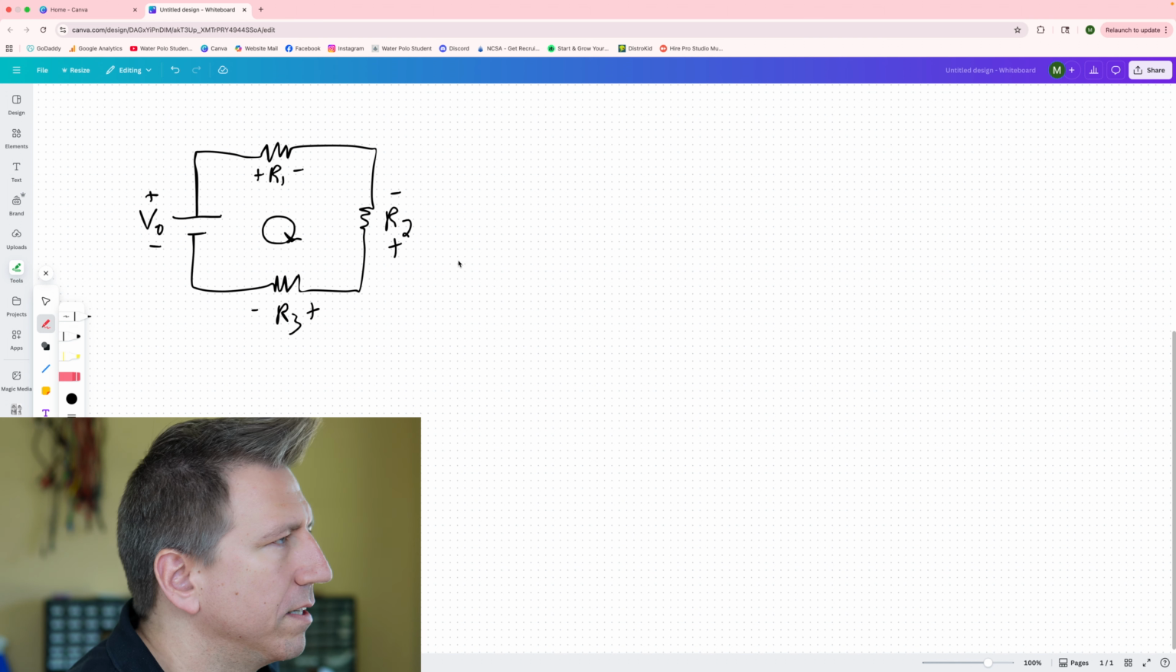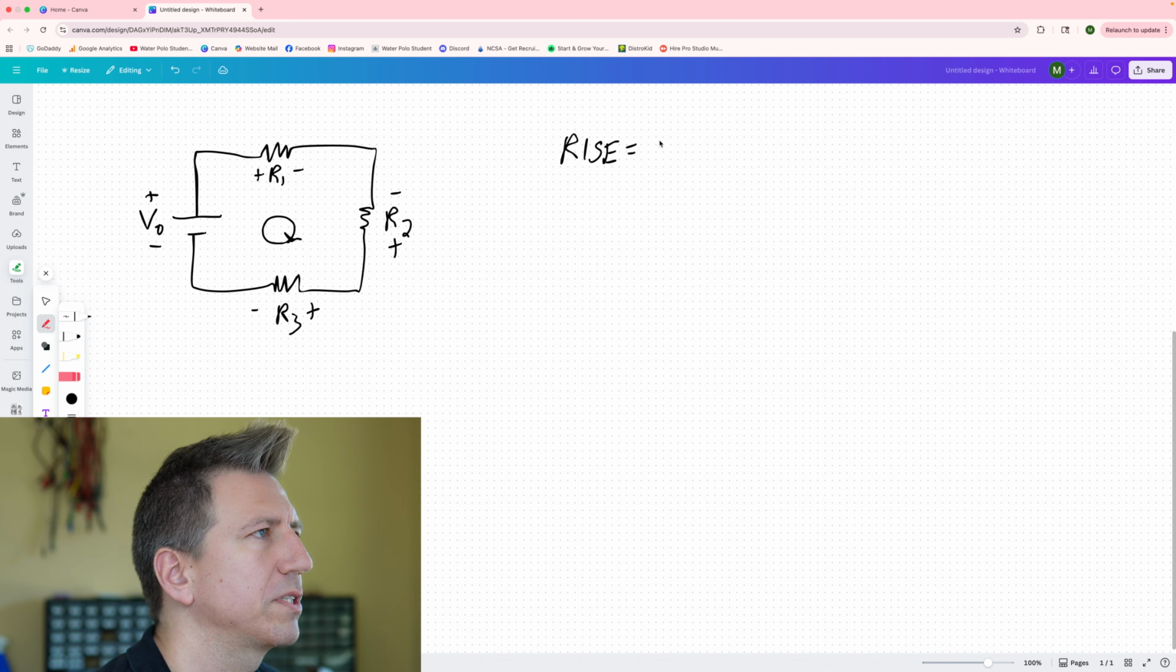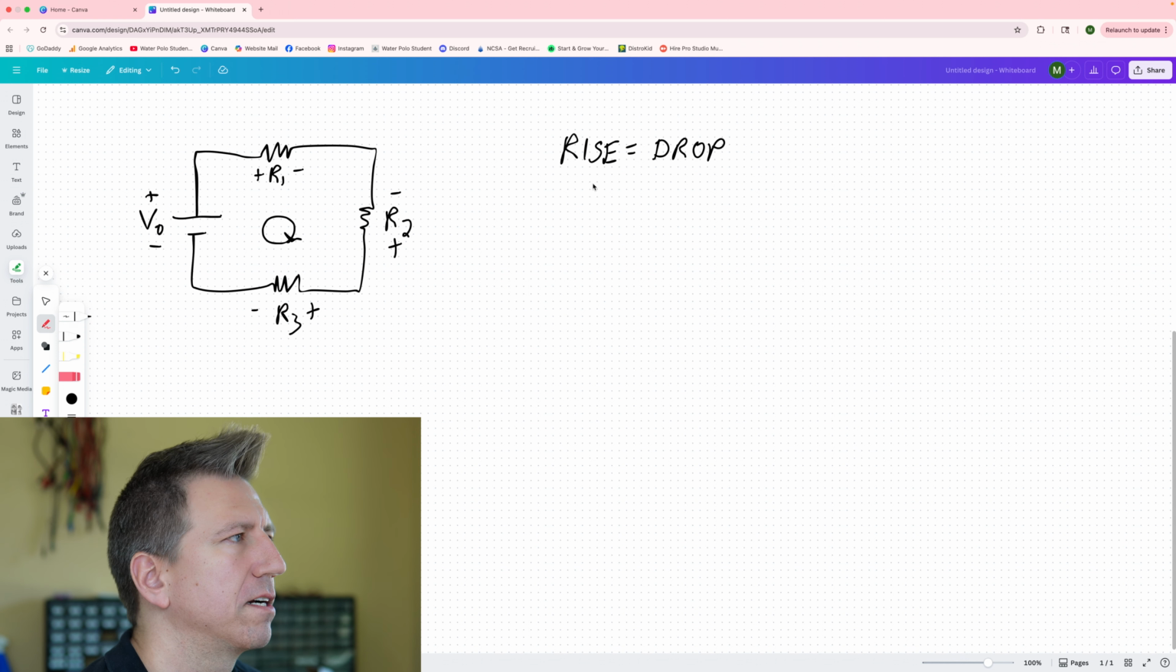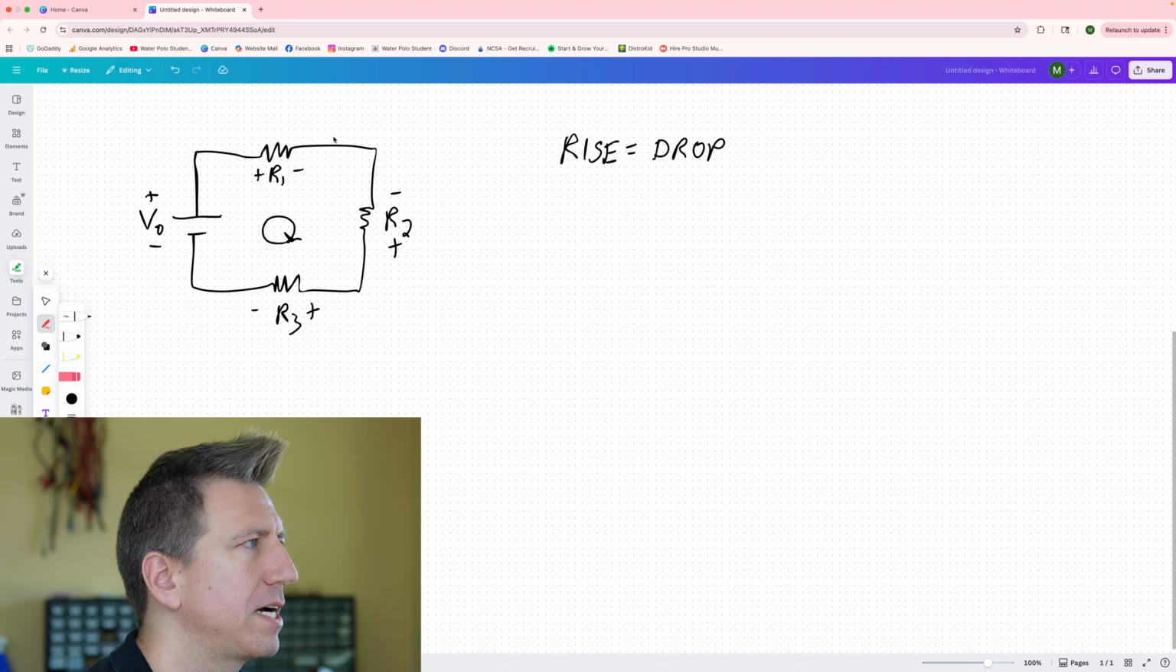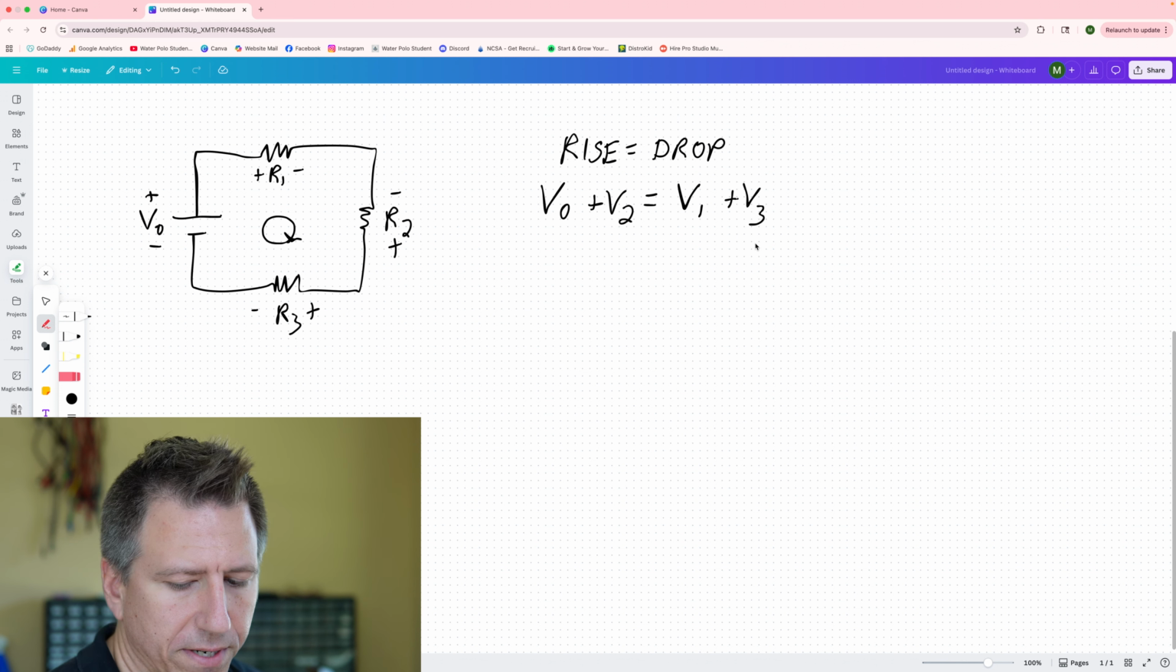So when I evaluate this loop, I want to start out with saying that the rises are equal to the drops. And I'll go ahead and write the voltages that are rises as I go around the loop. And we said that V0, the battery, was a rise, and also R2, which we'll write as V2, its voltage. And then the drops are then R1 and R3, so that would be V1 plus V3. So that would be the equation that we would have.